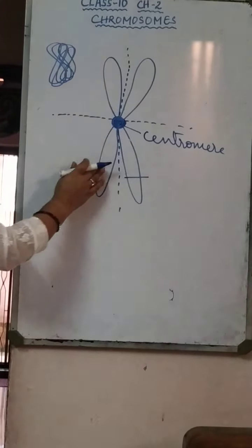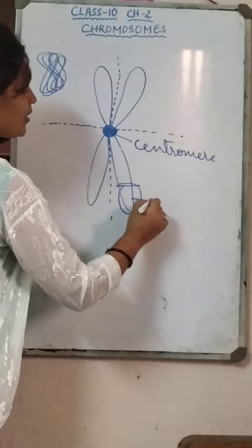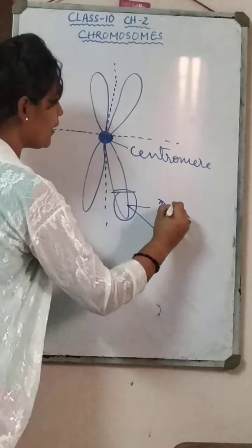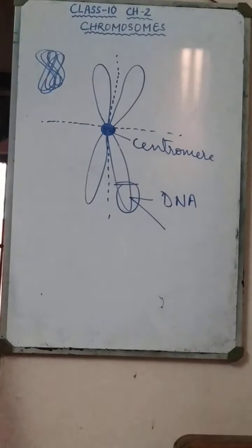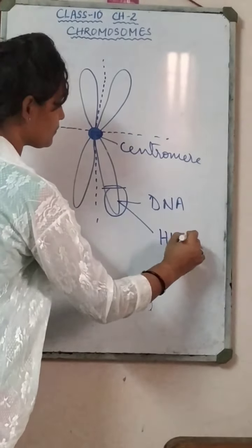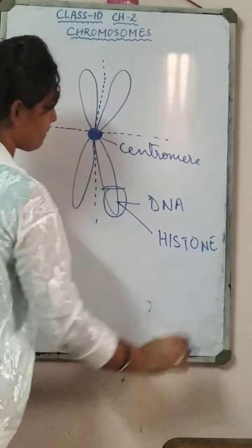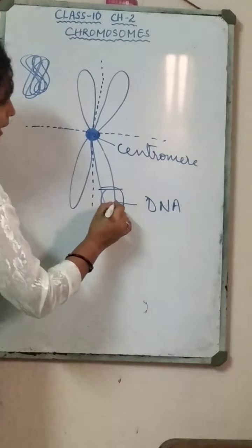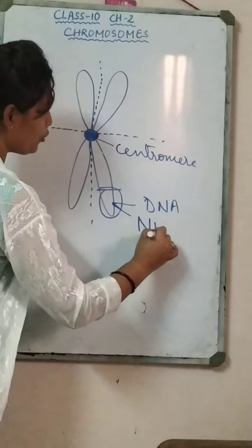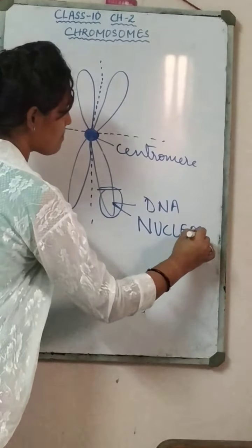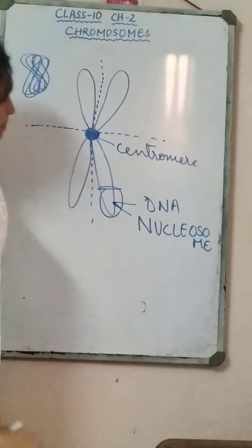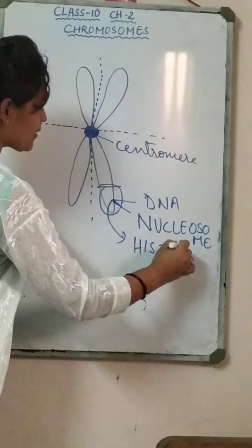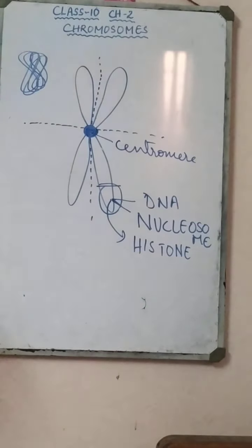Now if I take one of these sister chromatids and observe it under a microscope, I see that the chromosome is made up of two things, that is DNA and nucleosomes. Also a protein called histone. Now we'll discuss what DNA, nucleosome and histone are.